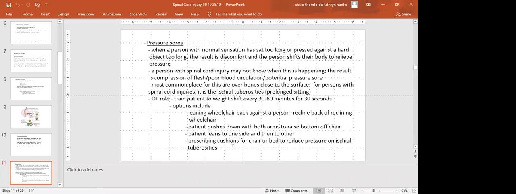If the person's been sitting up and they're developing some redness on their buttocks, then maybe they need to do a pressure release more often. If they're not having problems, maybe you can do pressure release less often. And there's some different ways of doing it.